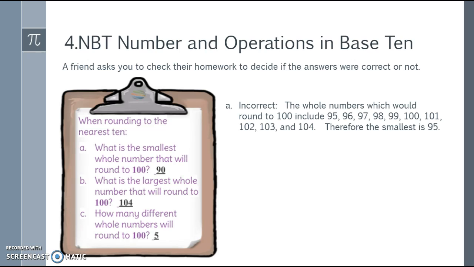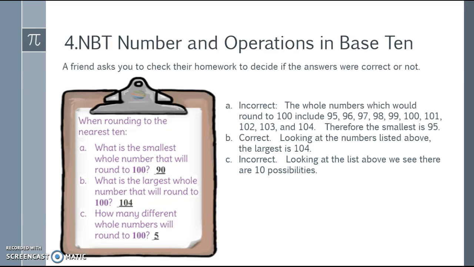Part A is incorrect. The whole numbers which would round to 100 would include 95, 96, 97, 98, 99, 100, 101, 102, 103, and 104. Those are all the numbers that would round to 100 when rounding to the nearest 10. Therefore, the smallest is 95. Part B is correct. Looking at the numbers listed above, the largest is 104. Letter C is incorrect. Looking at the list above, we see there are 10 possibilities, not just 5.